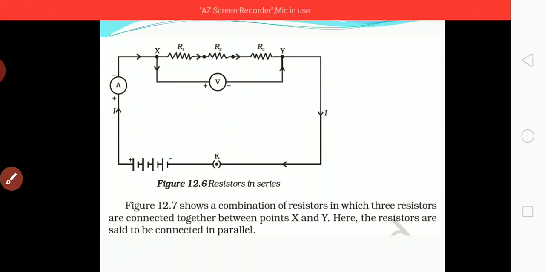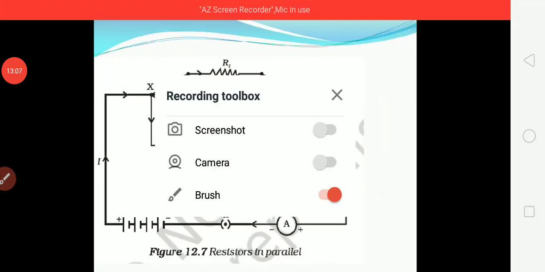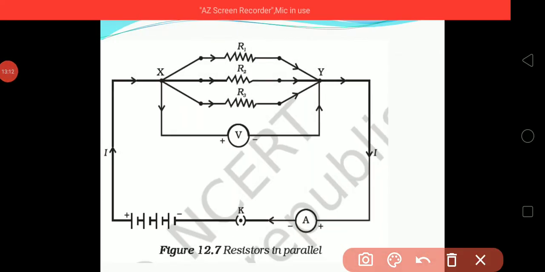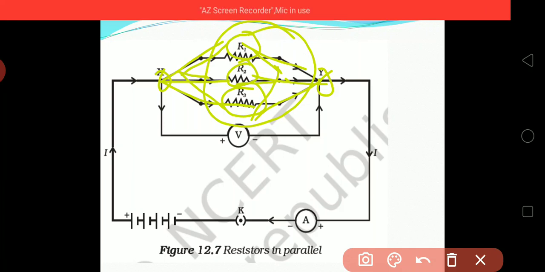Now the second one. In this you can see that R1, R2 and R3, three of them, are connected in a parallel connection. Between X and Y, three are there, 1, 2 and 3. So this connection is known as a parallel connection.